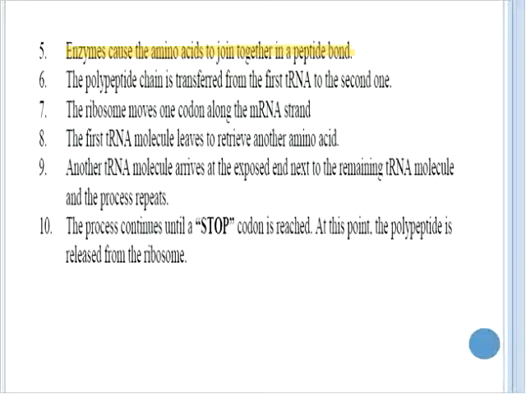The polypeptide chain is then transferred from the first transfer RNA to the second one. The ribosome moves down one codon along the messenger RNA strand. The initial transfer RNA molecule leaves to go get another amino acid, and then a third arrives at the exposed codon next to the previous one, and the process repeats. This process continues until a stop codon is reached. At this point, the polypeptide is released from the ribosome. A stop codon is a sequence of 3 bases which indicate it is time for the protein to stop building.